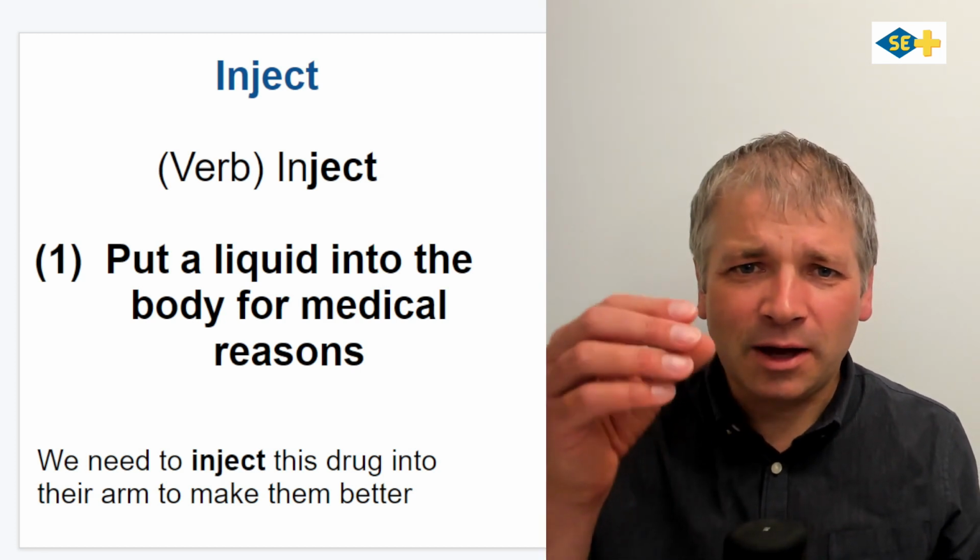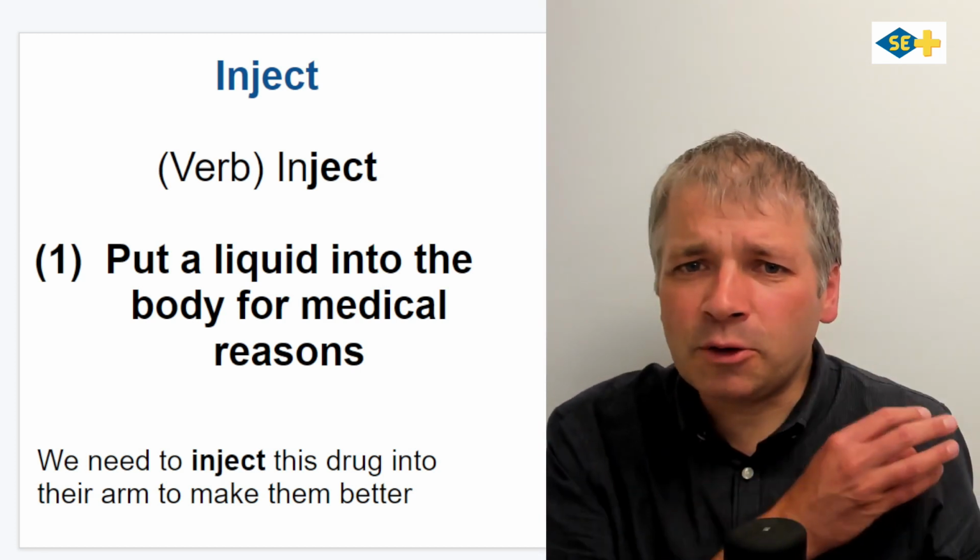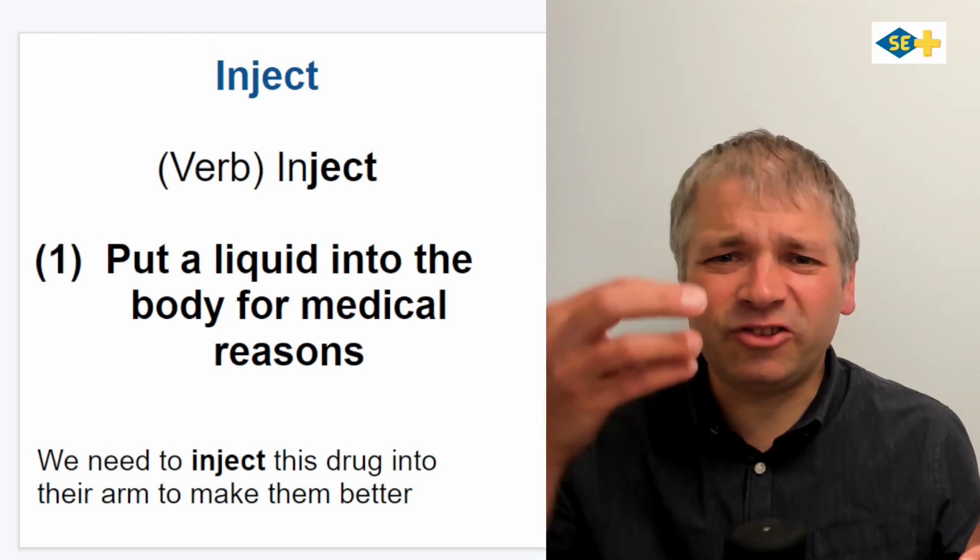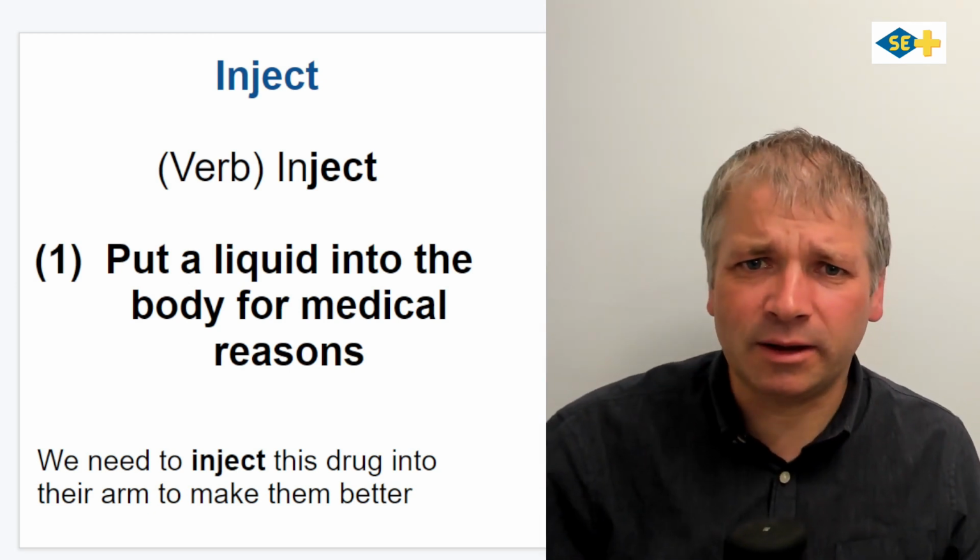So this is commonly used in a medical procedure. You have a needle and a syringe and it goes normally into the arm or something else and injects something which has medicine in it.